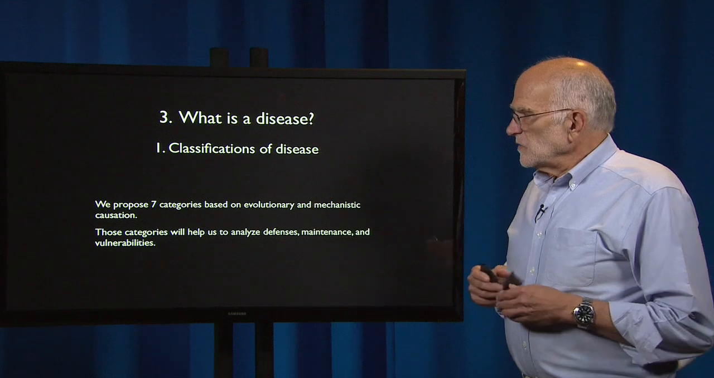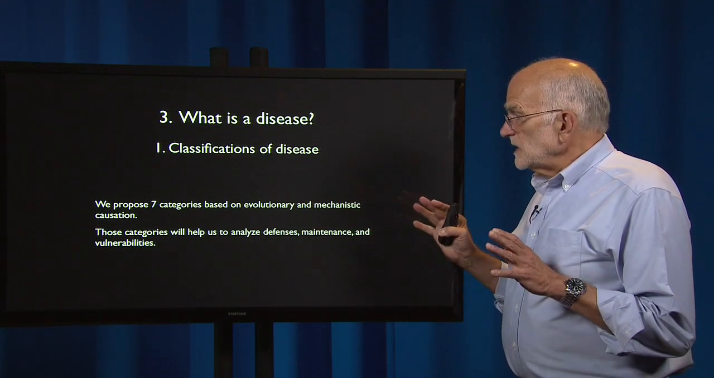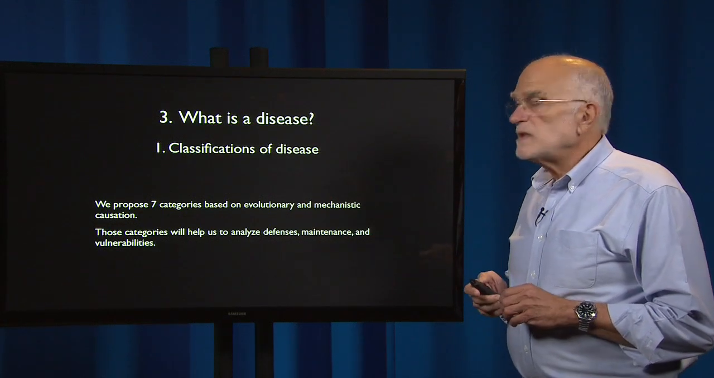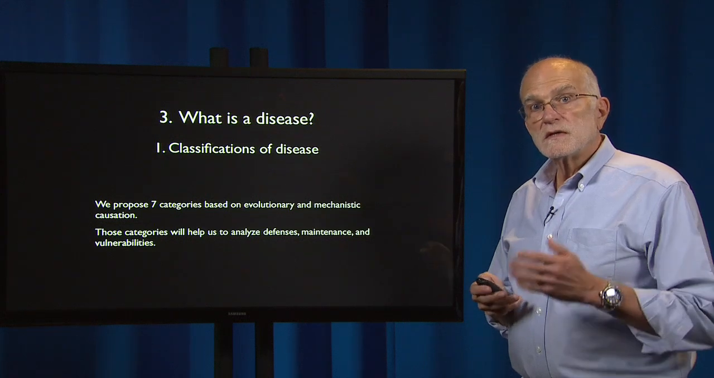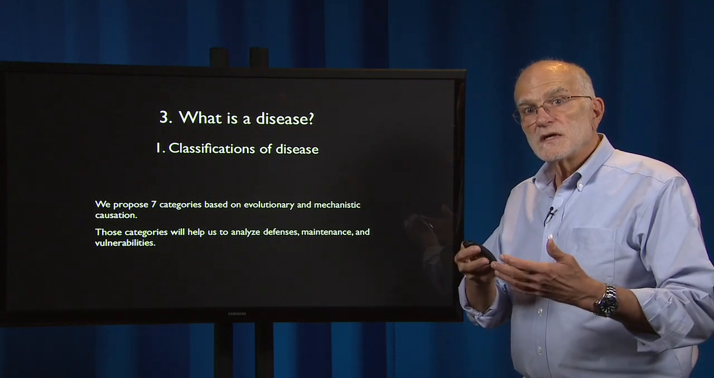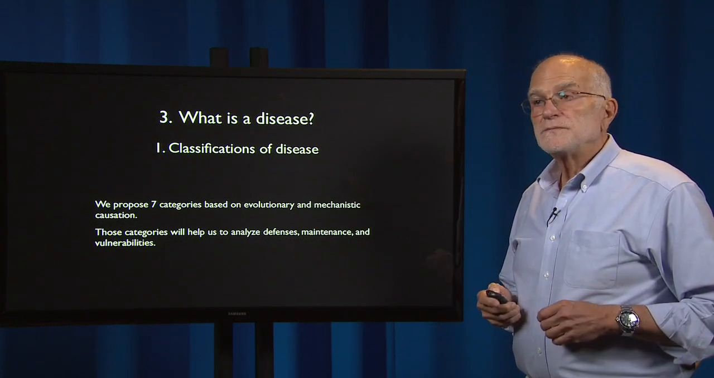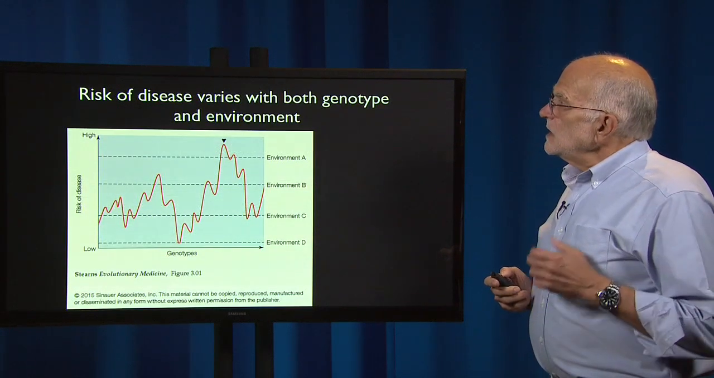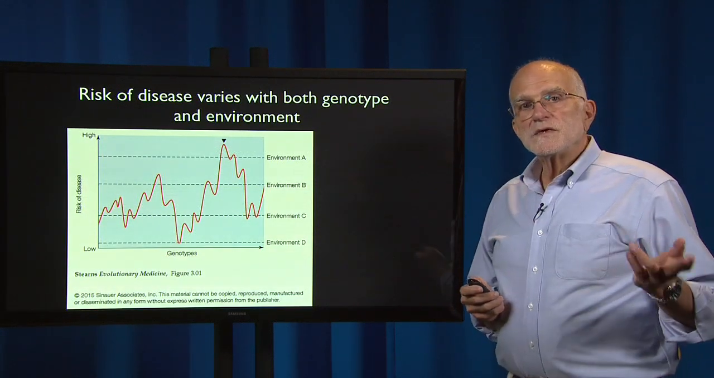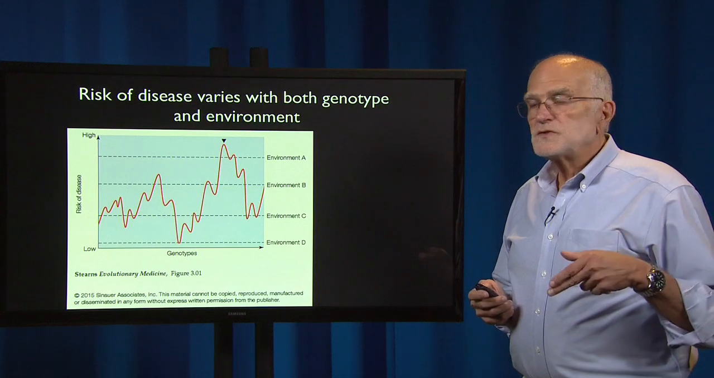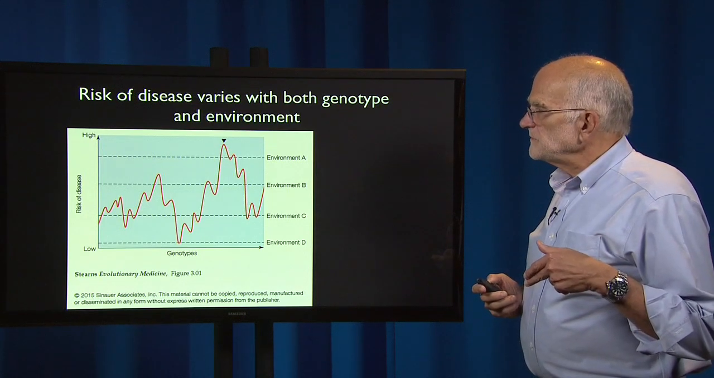So these 7 categories of disease are actually going to help us analyze defenses, maintenance, and vulnerability. The concepts are set up to connect to each other. The first point to make is that the risk of disease varies with both genotype and with environment.